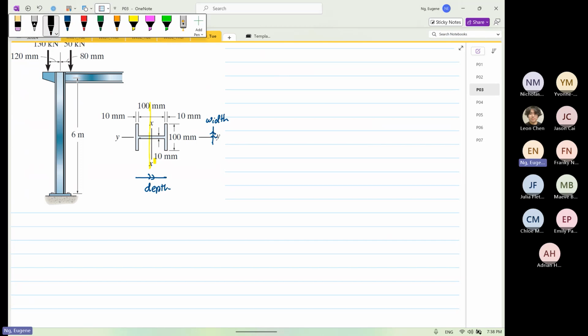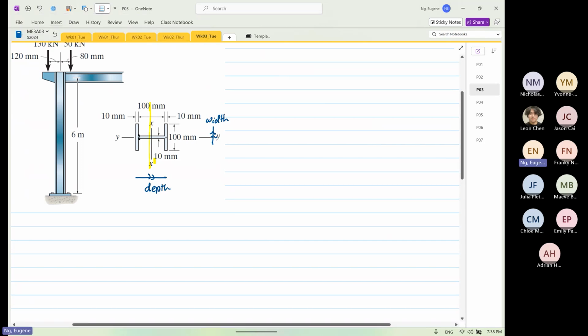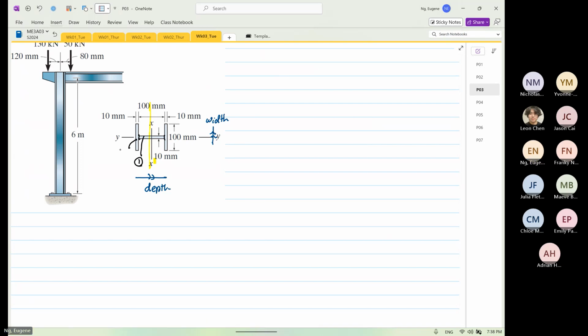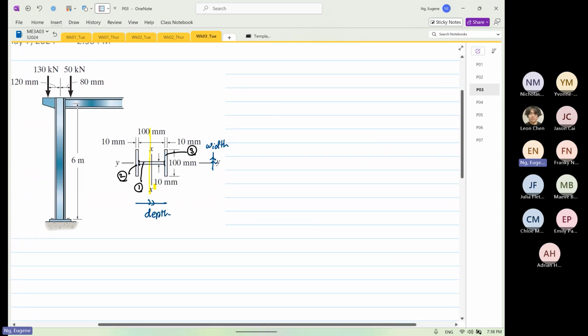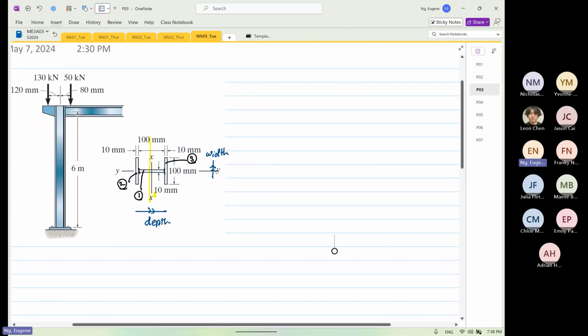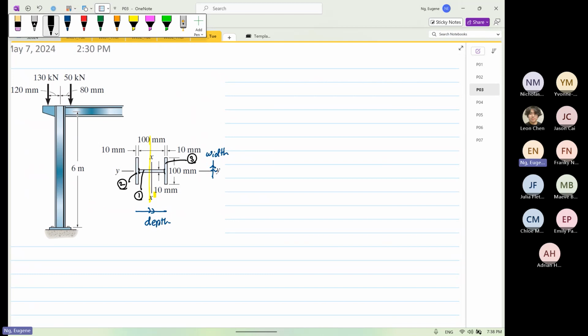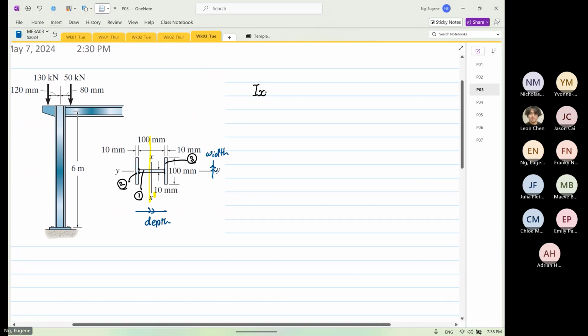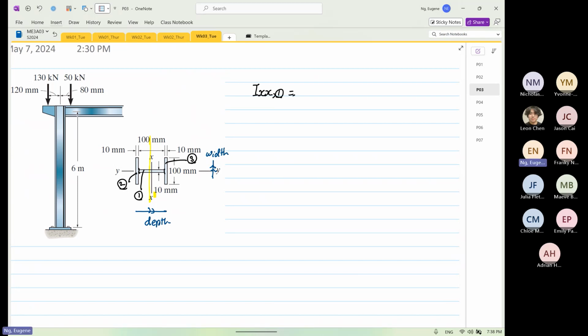So I'm going to divide this into 3 parts. Okay, this is number 1, this is number 2, and this is number 3. Okay, so I divide them into 3 different parts. So IXX1, so the width is 10, the depth is 100.